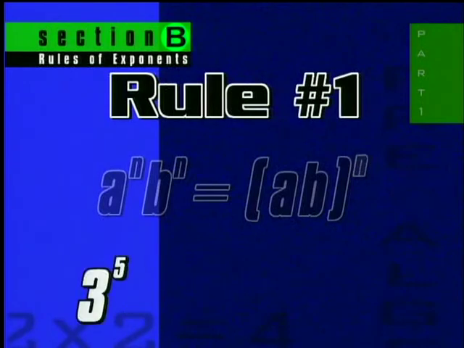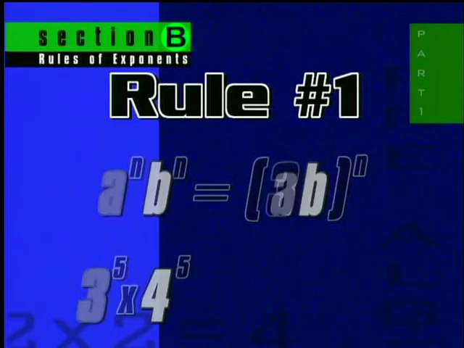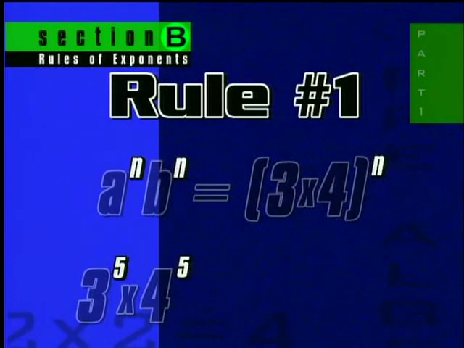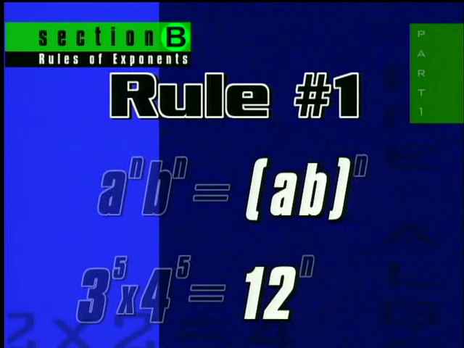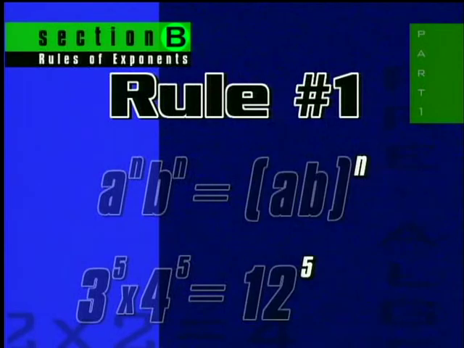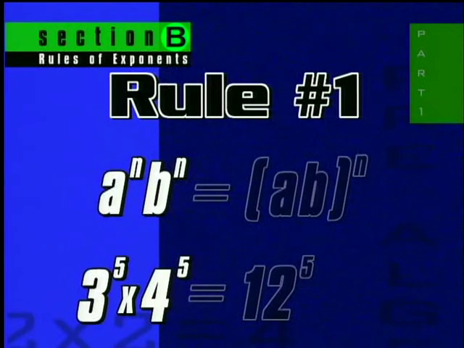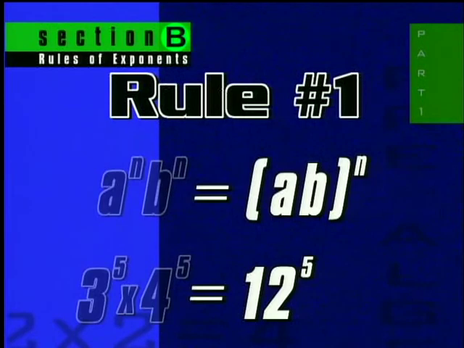So if we're multiplying 3 to the 5th power and 4 to the 5th power, the 3 is our a and 4 is our b, while our n equals 5. That means we just multiply the 3 times 4, which is 12, and use the same exponent 5. So 3 to the 5th power times 4 to the 5th power becomes 12 to the 5th power.